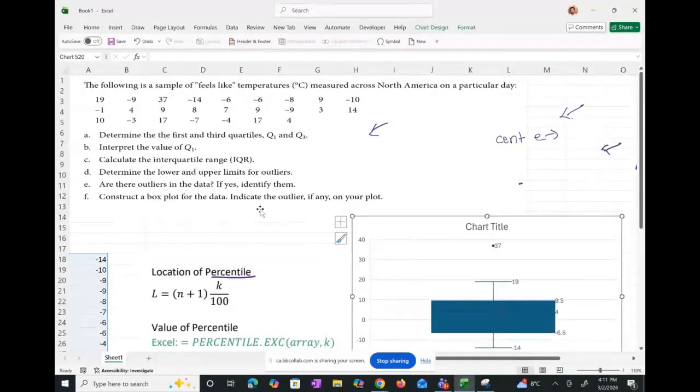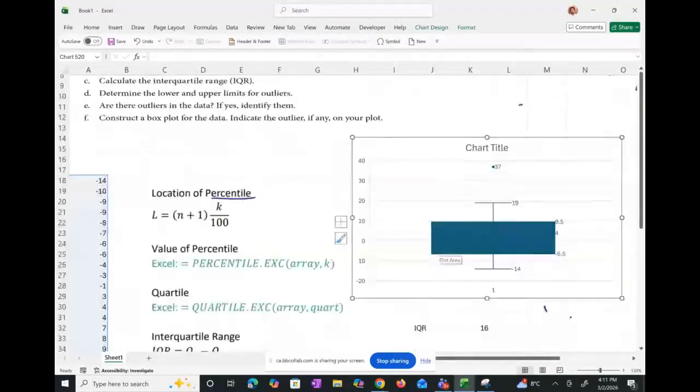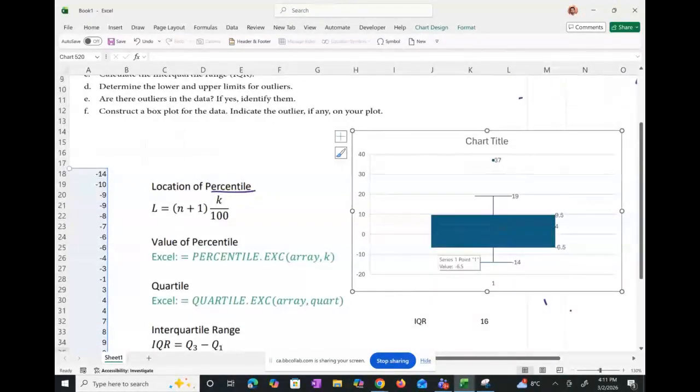We've already constructed the box plot for this one, and we've answered all the questions using the box plot. So hopefully you were able to understand how to solve some of these questions.